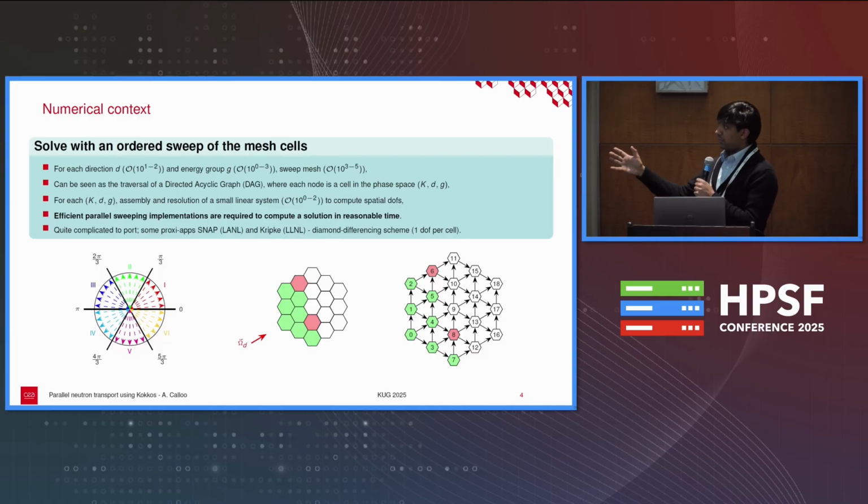Also, what you can see from this is that this sweep problem is actually a DAG, so we can take lots of things which have been done on DAGs and apply them here. Some ports of the transport operator to more parallel architectures have been done at LANL with the Snap proxy app and with Kripke, which is from Livermore. But both of these proxy apps work on a scheme called diamond difference, where we only have 1 degree of freedom per cell.